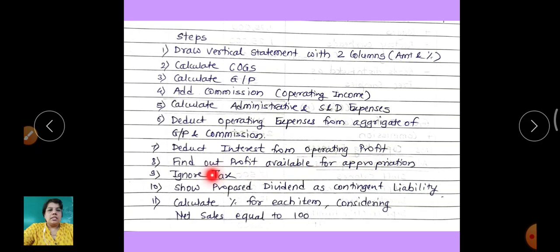Two types of interest are given to us. Then we will find out the profit available for appropriation. In this question, the taxation is not given, otherwise we would have to deduct the tax from the profit before tax, and we would get the profit after tax. Further, we will show the proposed dividend as contingent liability, and we will calculate the percentage for each item considering the net sales equal to 100. Then only we can complete this common size income statement, or we can also call it a 100% statement.